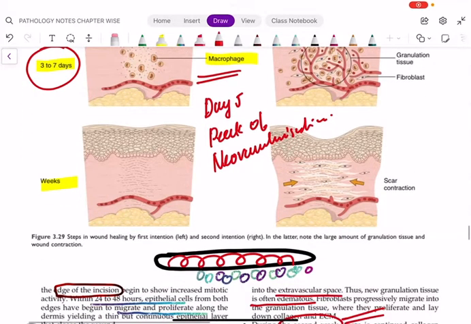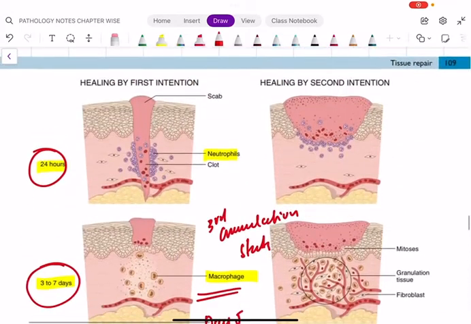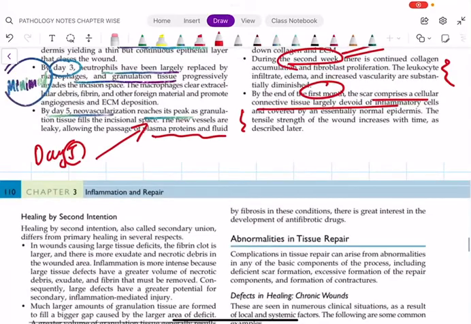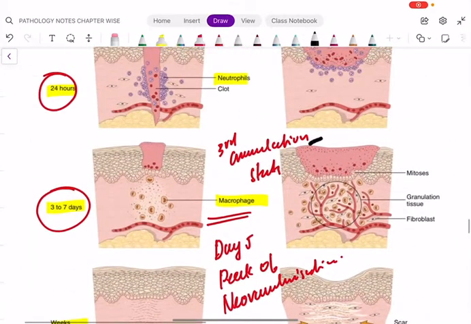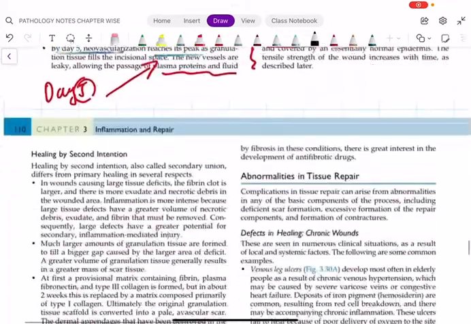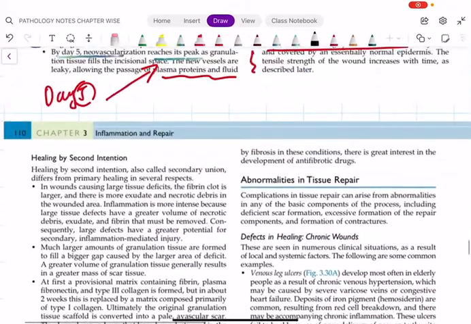Then by weeks you will have collagen deposition, and by a month we have scar. Whereas we have some changes in second intention, and remember here granulation tissue is minimal. Once this is done, what is healing by second intention? The same thing as first intention, but I'm going to explain what the differences are.